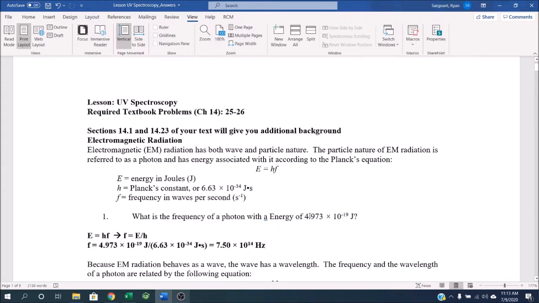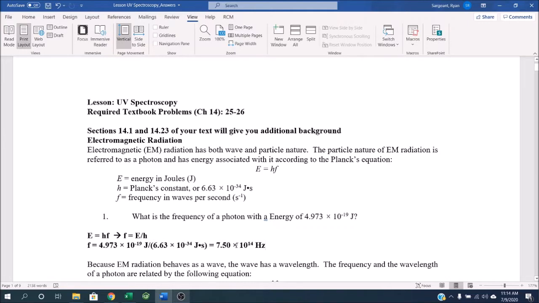So given an energy value, 4.973 times 10 to the negative 19th joules, we can manipulate Planck's equation and solve for the frequency. I just divided both sides of the equation by Planck's constant, and rearranged it to give us frequency is equal to energy divided by Planck's constant. Now I can plug in my value for energy, plug in my value for Planck's constant, and divide them and end up with my frequency.